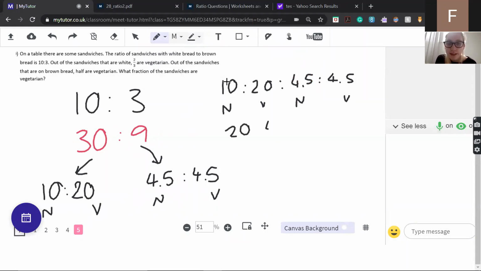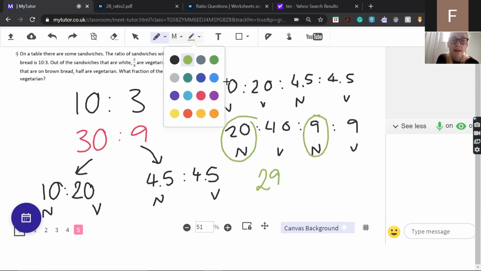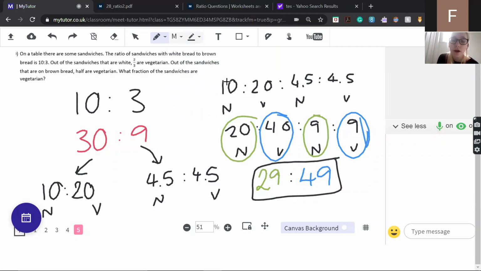So this means that 20, 40, 9, and 9, right? So we've got 20 non-vegetarian, 40 vegetarian, 9 more non-vegetarian, and 9 more vegetarian, right? And now we just combine these. So we look at these going together. So our non-vegetarian, there's 29 of them. And then we look at these going together, so our vegetarian ones, there are 49 of them. So now this is our ratio of meat sandwiches, or non-vegetarian, to vegetarian.